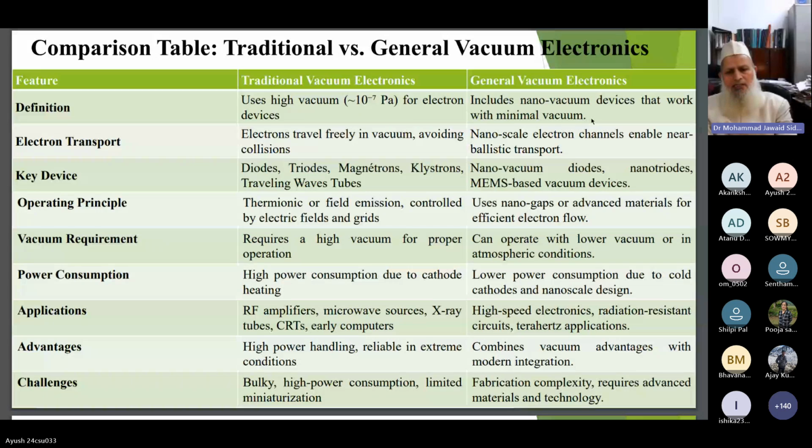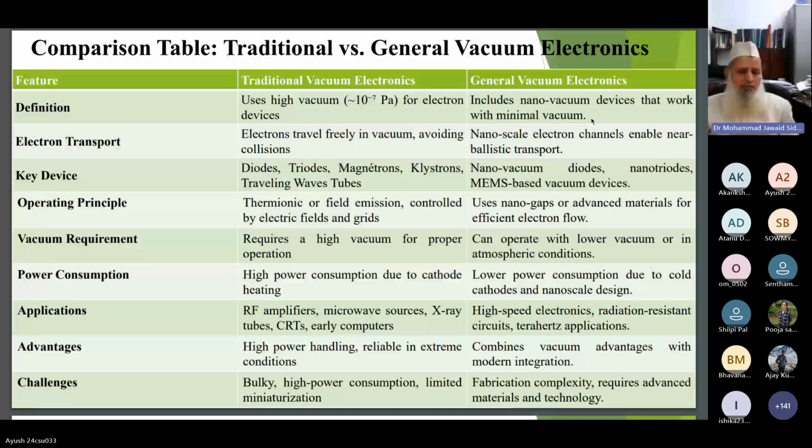And these nano electronic devices, high speed electronic devices, are used in mobile and all these devices. And advantages: high power handling. As I told you, for the transmission of the RF signal, we need high power. So high power can be transmitted only using traditional vacuum electronics, not using the nano electronic devices.